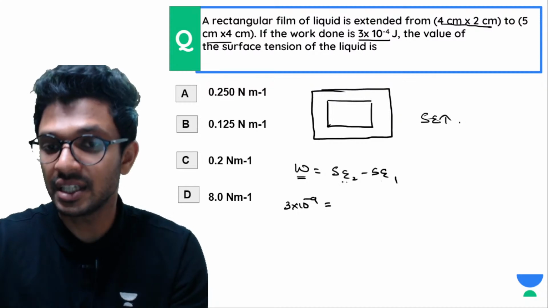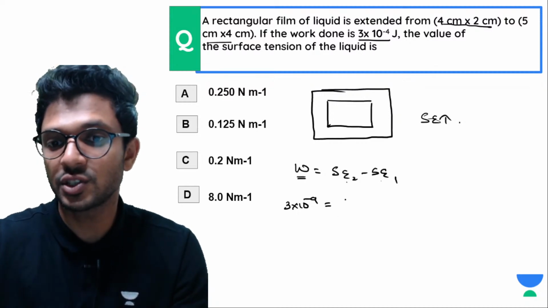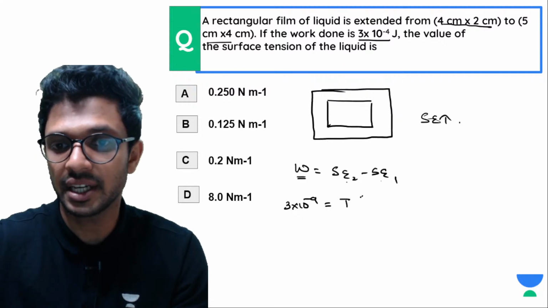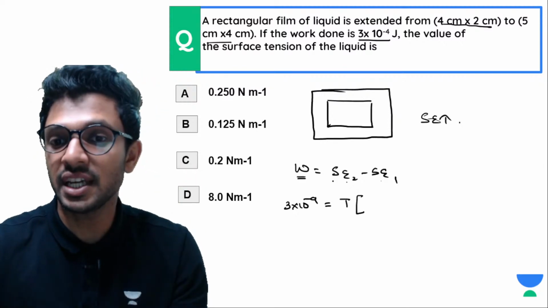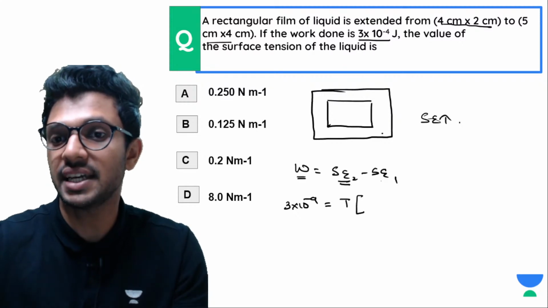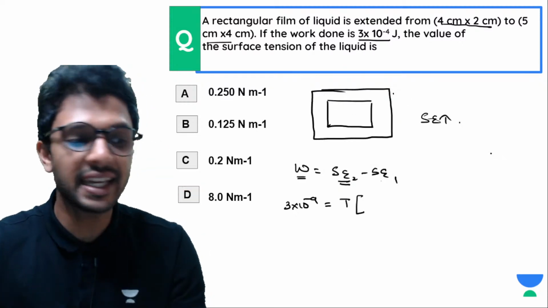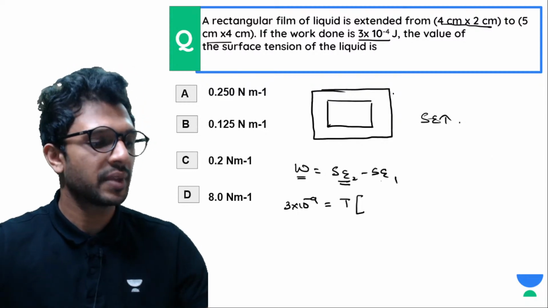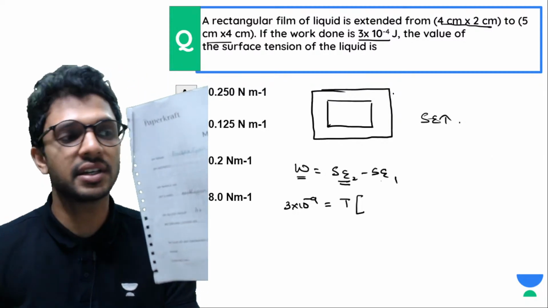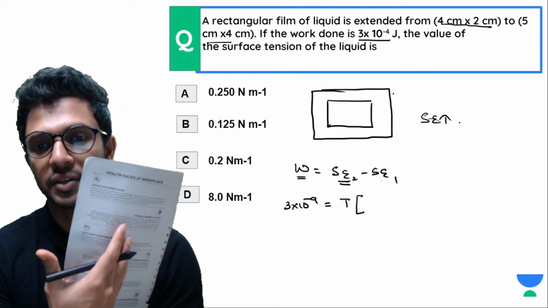Surface energy is equal to surface tension into area. Surface tension is going to be a common thing, so I'm going to take it outside. Surface tension into area of the second case. Tell me, for a film, how many areas will it be having? Just like I take a paper here, it will be having an upper surface area and a bottom surface area. Right?